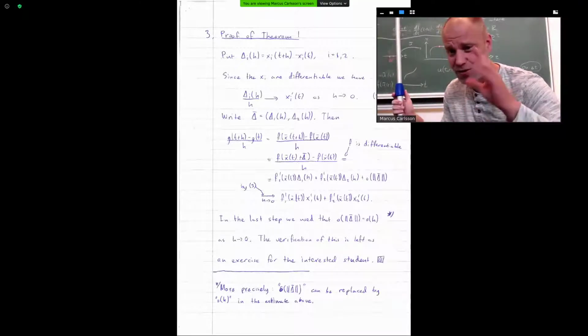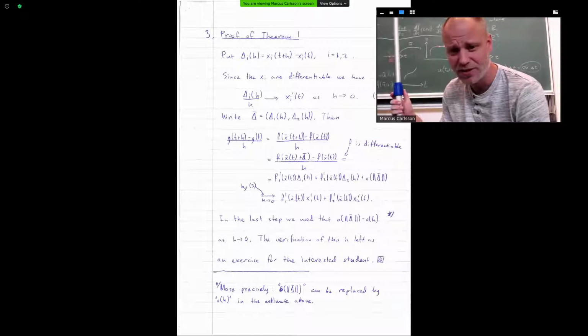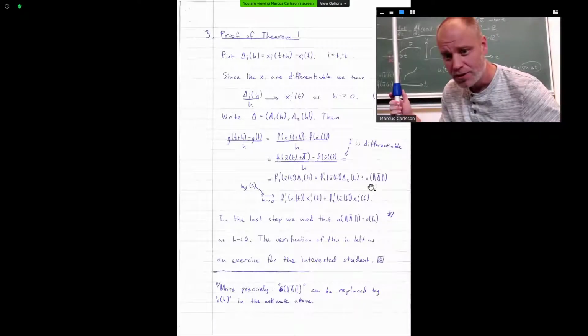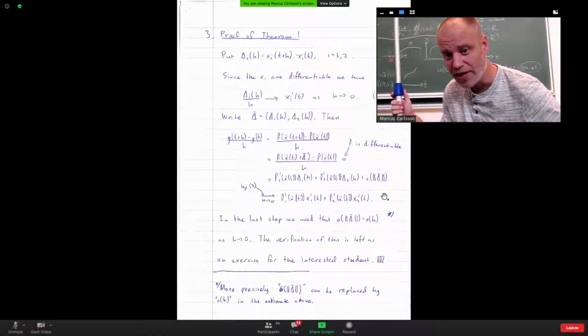And the details of this argument he's leaving as an exercise for the interested student. So, do you want me to do the details of that, or should we just leave it at that and move on? If you like, you could do it: once you accept that this ordo term is ordo h, then you take a limit as h goes to 0.